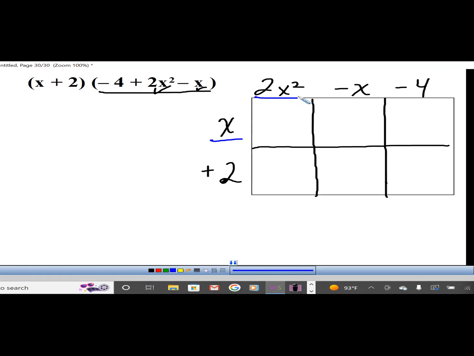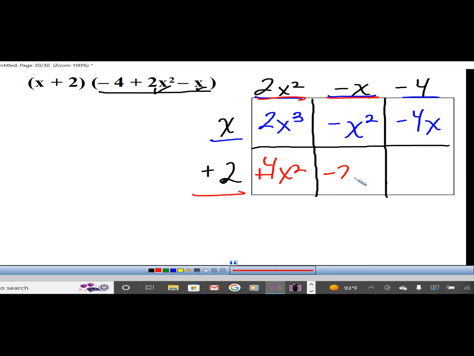All right. So I'm going to start with blue. x times 2x squared. Joel, go. 2x to the third. All right. What is x times negative x? Negative x to the second. And x times negative 4, that's negative 4x. All right. Jaden, go. 2 times 2x squared. 4x to the second, positive. Next. Negative 2x. Next. Negative 8.